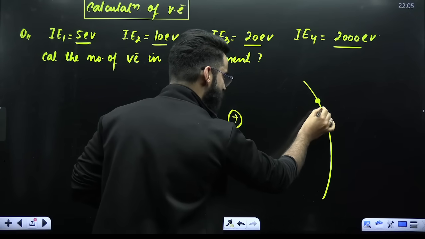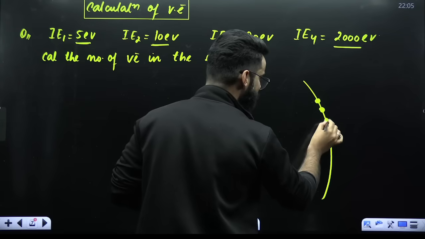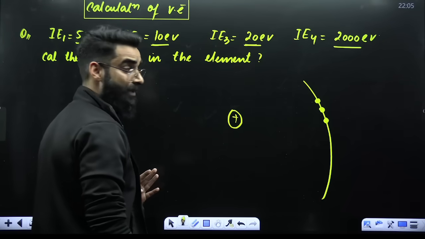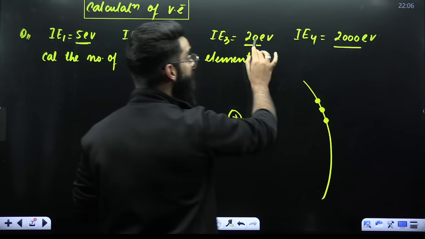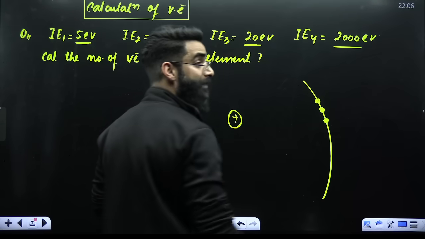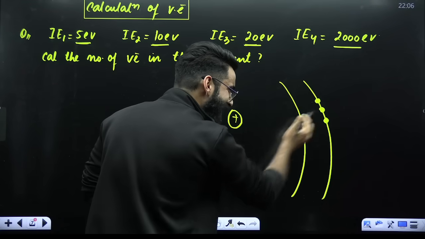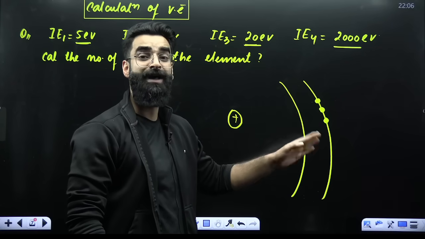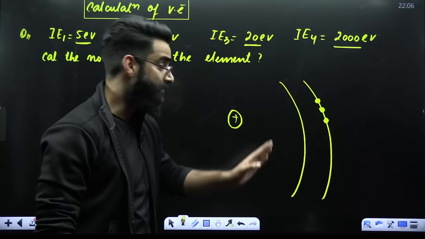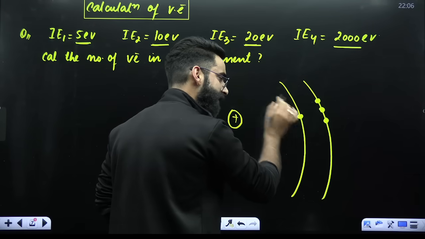To take the second electron out, how much energy is required? 10 electron volt. To take the third electron out? 20 electron volt. To take the fourth electron out? There's a huge jump from here to here. That means the fourth electron will be taken out from the inner subshell, that is, from the penultimate shell, not from the valence shell. That's why more energy is required to take the fourth electron.